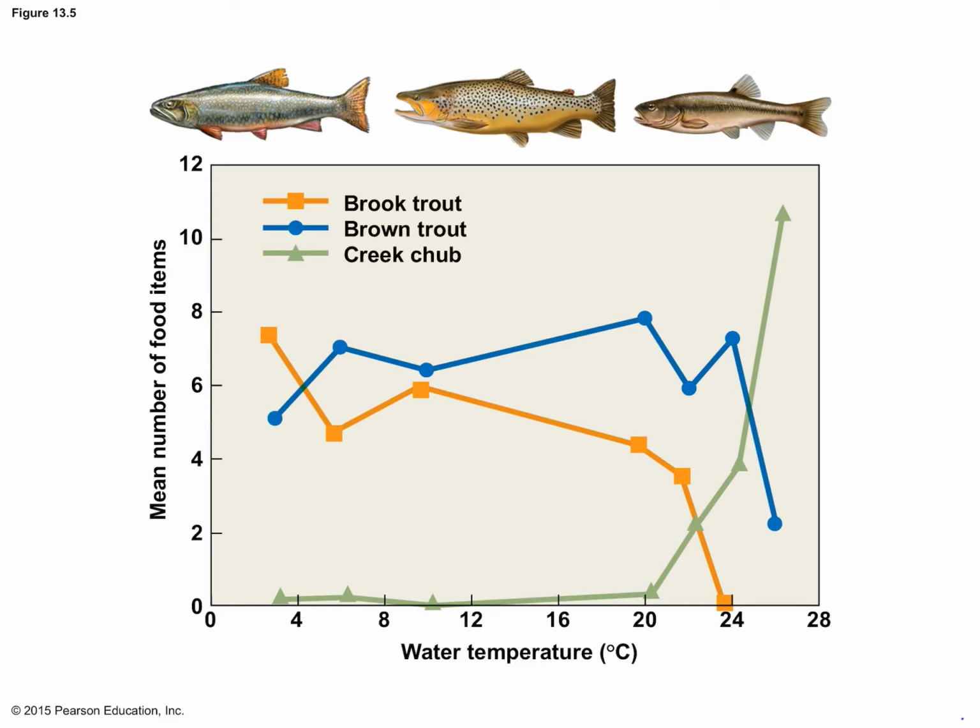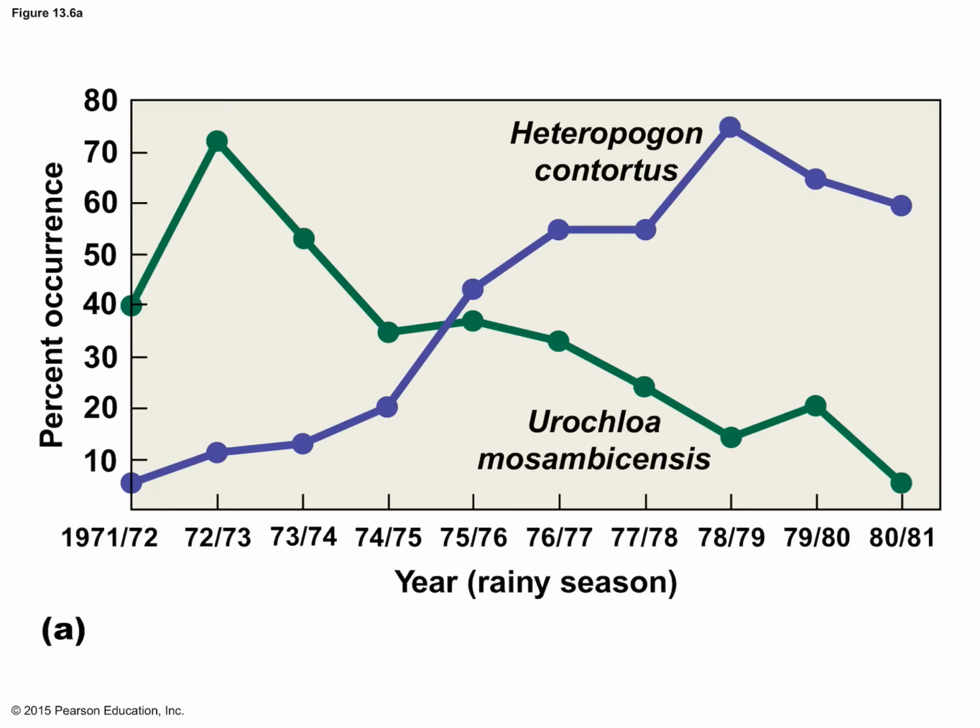For example, there was a study of grass species living in a savanna community in southwest Zimbabwe in Africa. Over a 10-year period, the dominant grass species shifted from Eurocloa mozambicensis, mouthful, to Heteropogon contortus. So the question is, what caused this shift? And here you can see the shift.